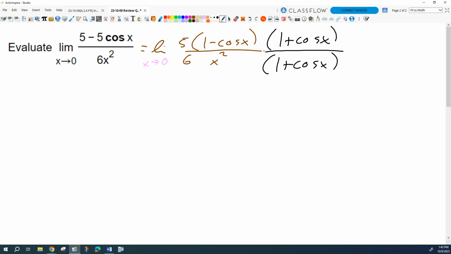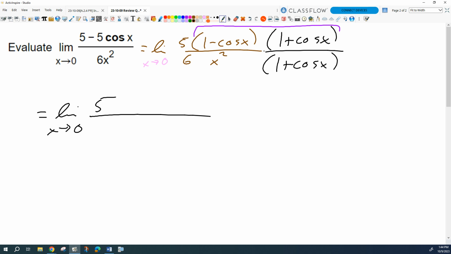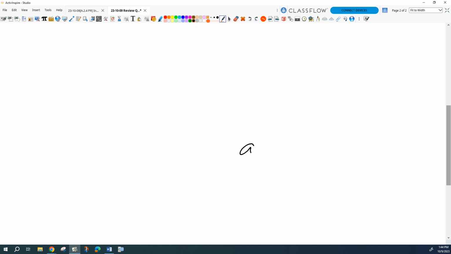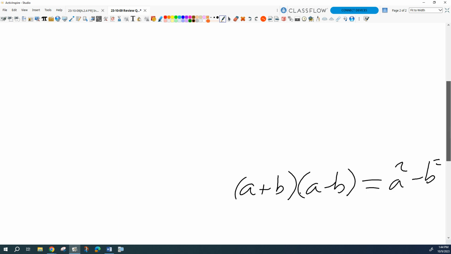Okay. Why did I do this? I did this because what do I get on the top when I multiply straight across? Yeah, good, because when I multiply those things together, I've got my 5 on top, and then 1 minus cosine x times 1 plus cosine x. Look at that pattern. That's the conjugate product pattern, right? You guys remember that. That's just saying a plus b times its conjugate, a minus b, is always a squared minus b squared, right? So we're just using that same pattern here.